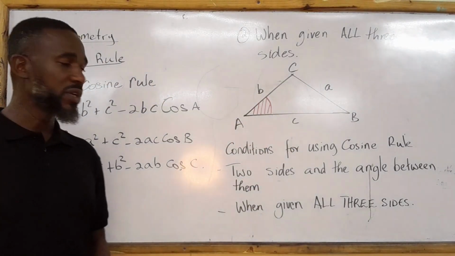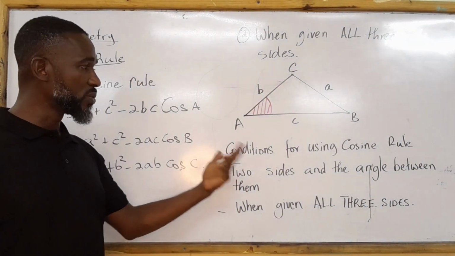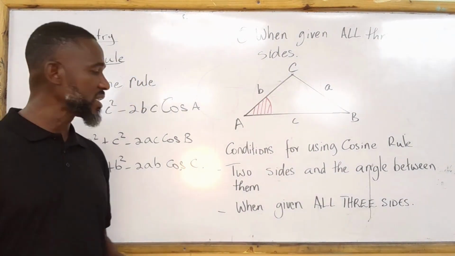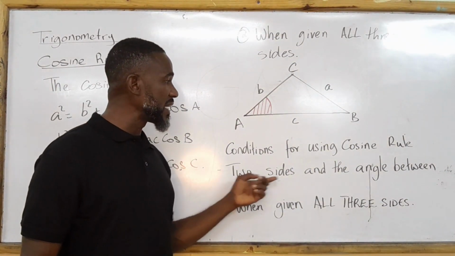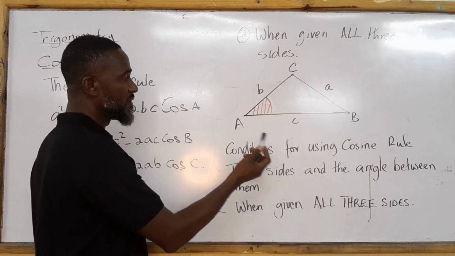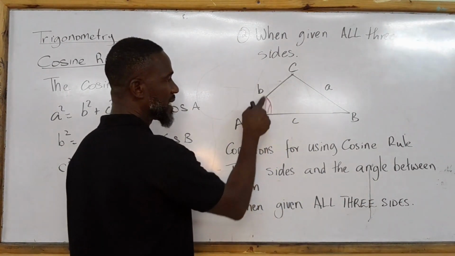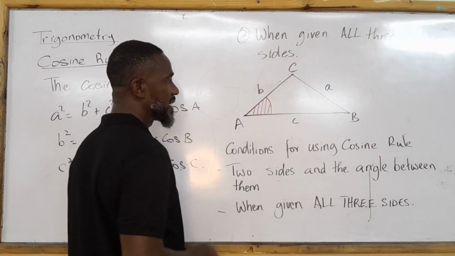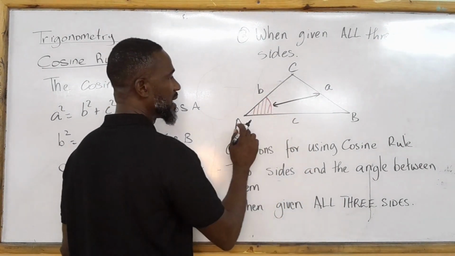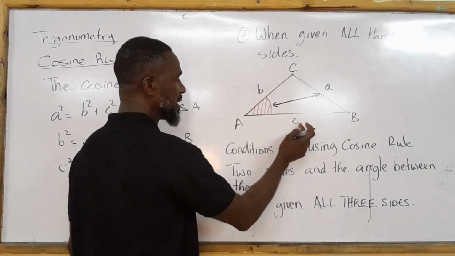Now the cosine rule is used under two conditions, just as the sine rule is. What are those two conditions? The first is two sides and the angle between them. For instance, in this example on the board, we have angle A, side A, angle B, side B, angle C, side C.